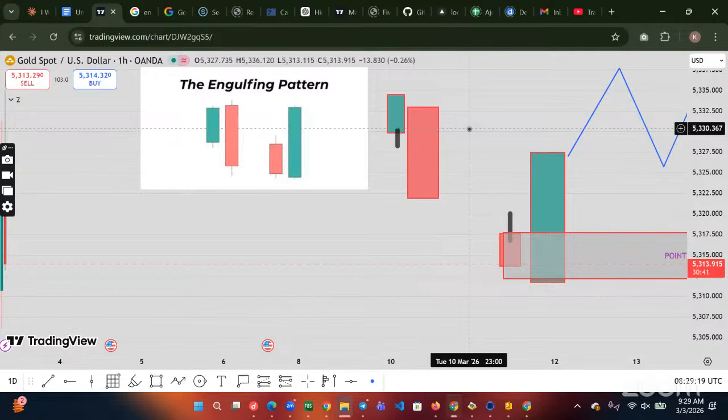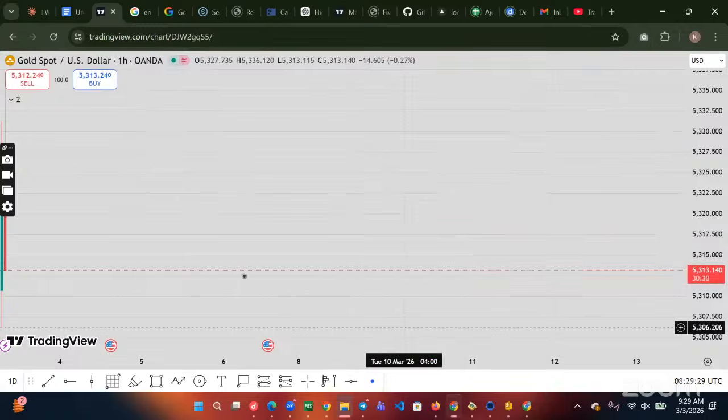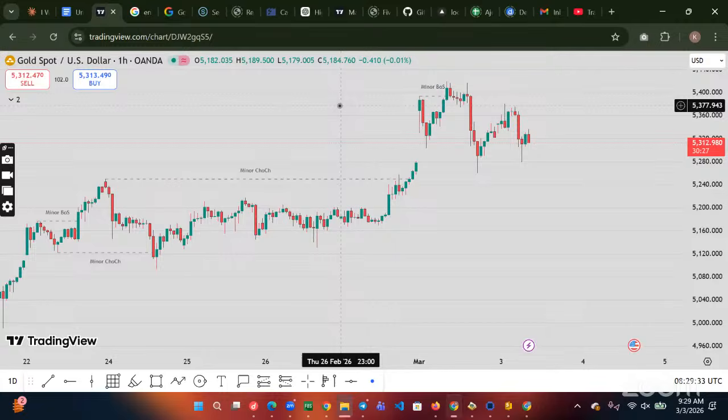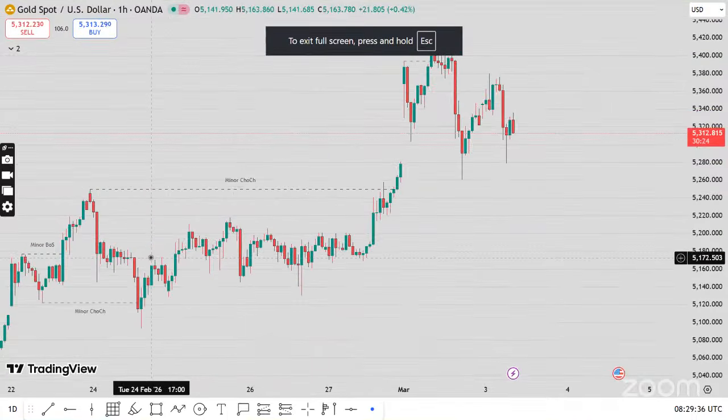It doesn't change the functionality as to how engulfing works. So having said that, let's move to the next thing. So this is gold on 1 hour, right? All right, so it's already a valid uptrend.